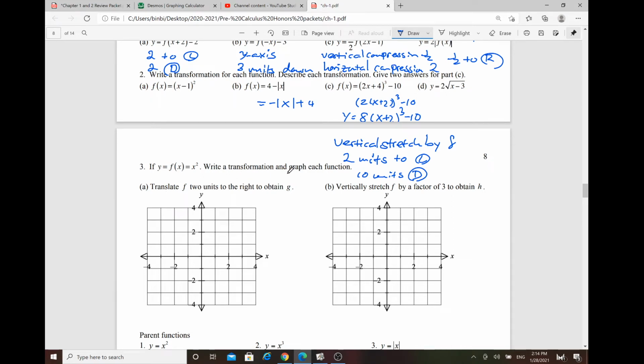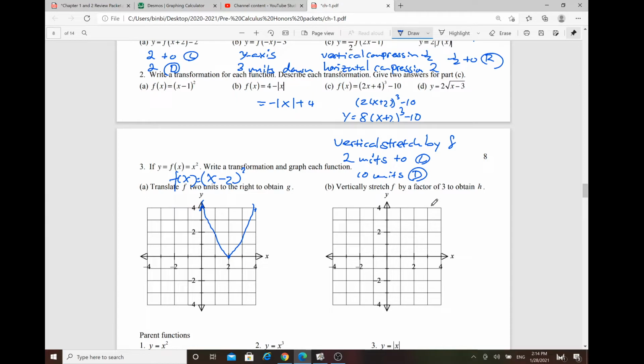write a transformation, and graph each function. So this one translate f 2 units to the right, so x minus 2. And then sketch the graph. So 2 units to the right. So 4 minus 2 quantity squared, so 4. And then 0 minus 2 quantity squared, 4. So it's a parabola.